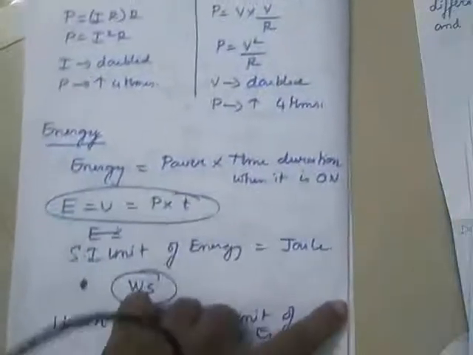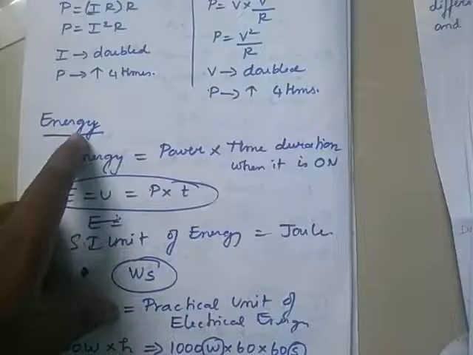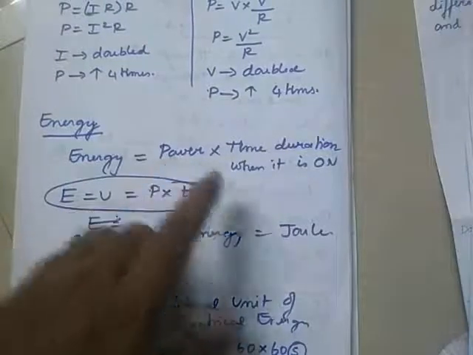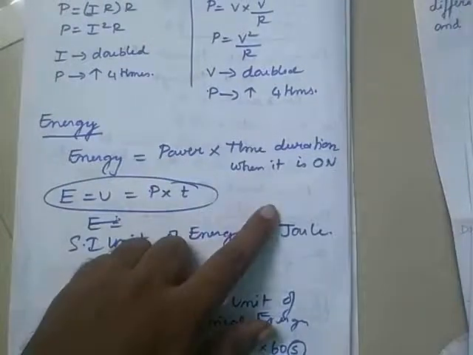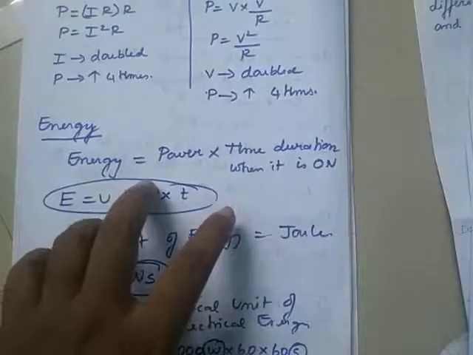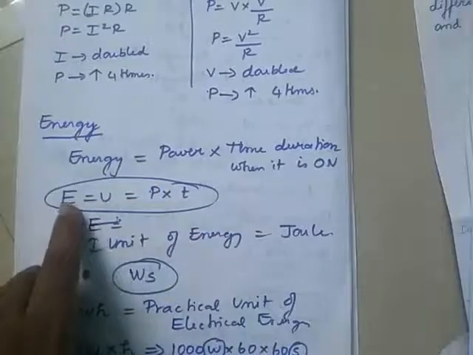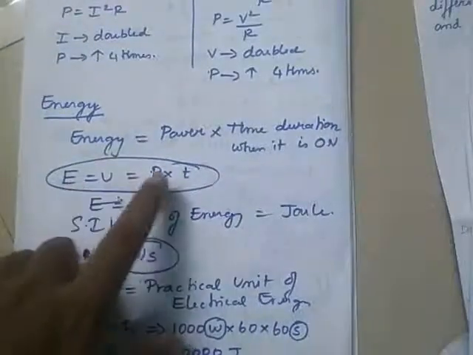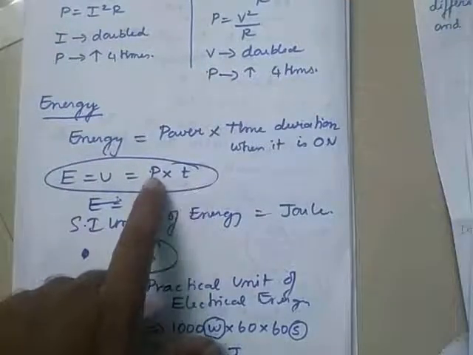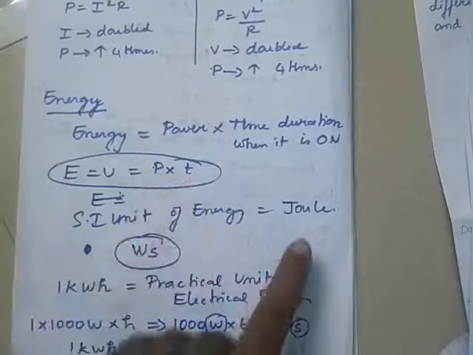Then we see how to calculate the energy consumption by appliances. That is easy. We have to multiply the power of the appliance with the time duration when it is on. Using this knowledge, our electricity board gets money from us. Listen, then we get the expression E is equal to P into T, power into time. The unit of power is watt, the unit of time is second, watt second, that represents joule.